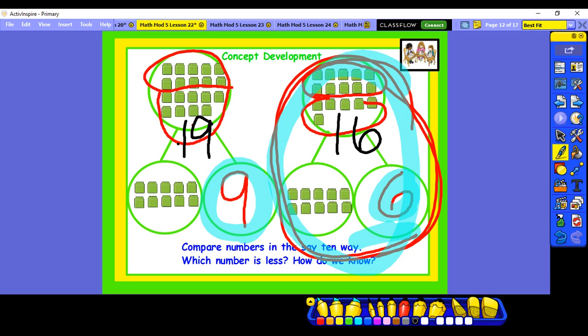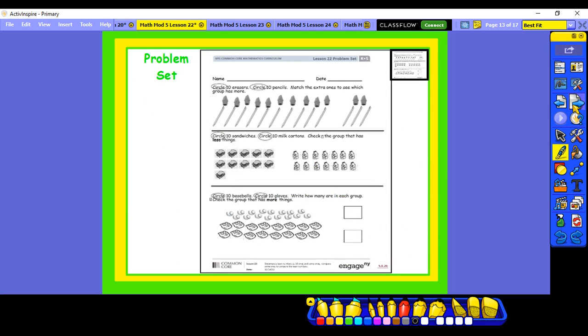Compare. 16 is less than 19. 19 is more than 16. Great job, Cardinals. Kiss your brains.